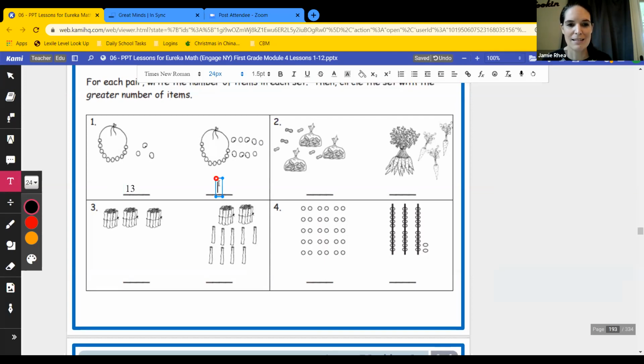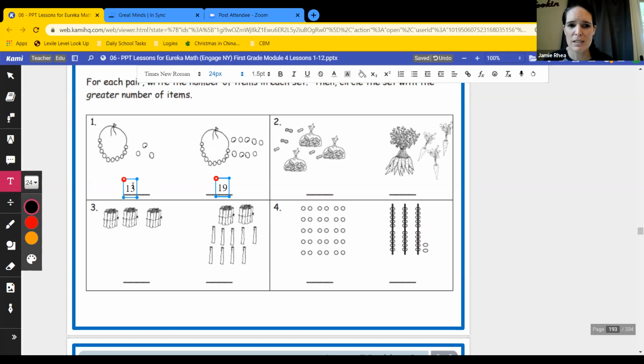19. So let's make 19 here. If I'm looking at my tens place first, they both have a 1 in it. Can we determine which one's greater by only having the same tens place? No. So we got to look at our ones place this time.